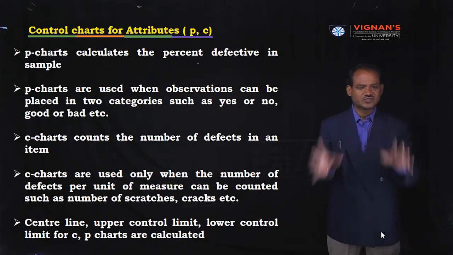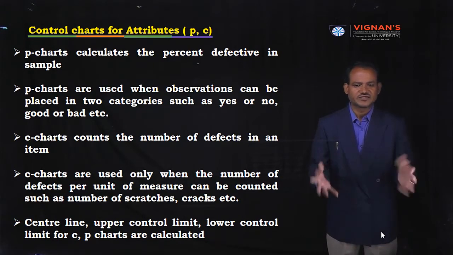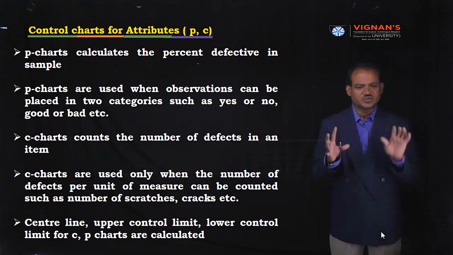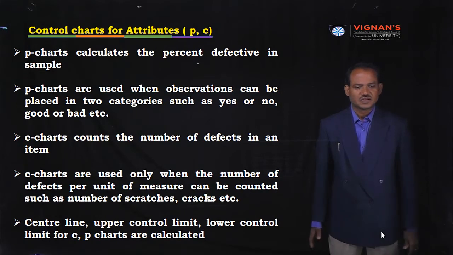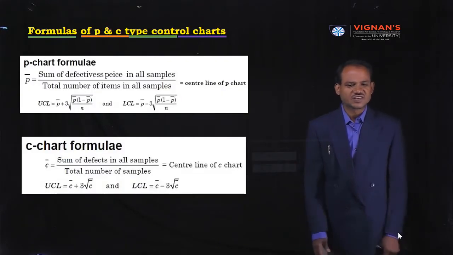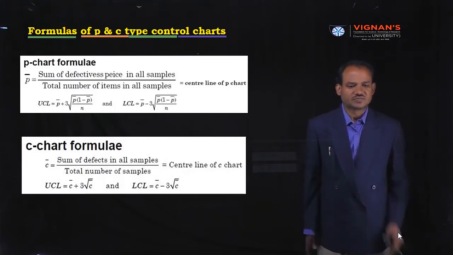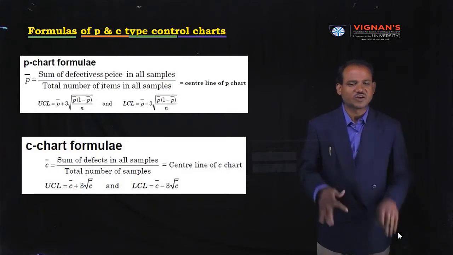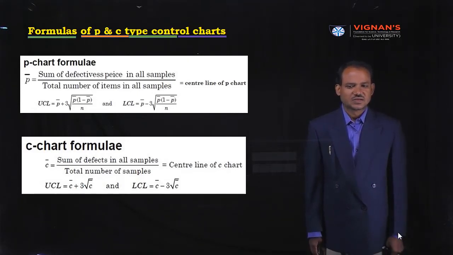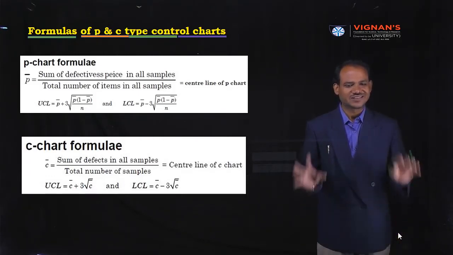In earlier charts also, that means X bar and R charts, we have already seen every control chart should have three lines. The center line is known as the control limit. Above CL is known as UCL, the upper control limit. Below CL is known as the lower control limit. Okay. So for construction of P charts and C charts, it requires some formulas. That's why I would like to explain those formulas. First, concentrate on the P chart. What are the formulas used for constructing a P chart?